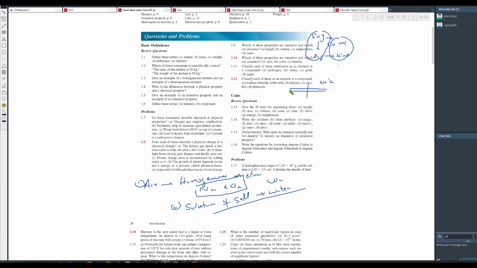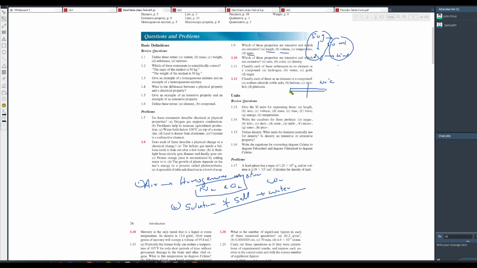Length, volume, temperature. We are doing 1.9, am I right? Yes. Okay, so length is extensive, volume is extensive, and mass is also extensive, because if you are taking 20 gram of some substance and you divide it into half, the mass is going to change. Only the temperature is intensive.